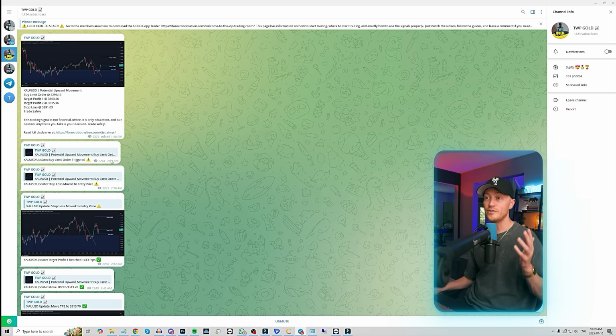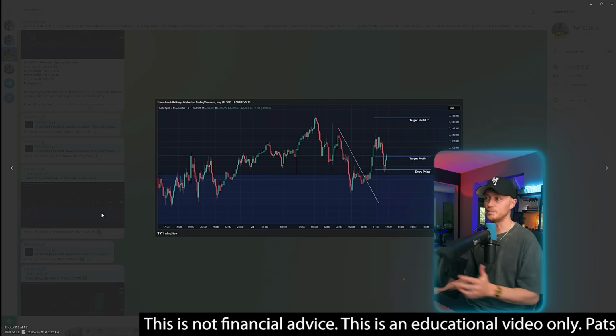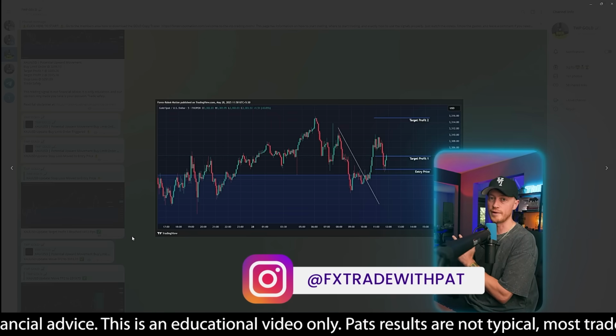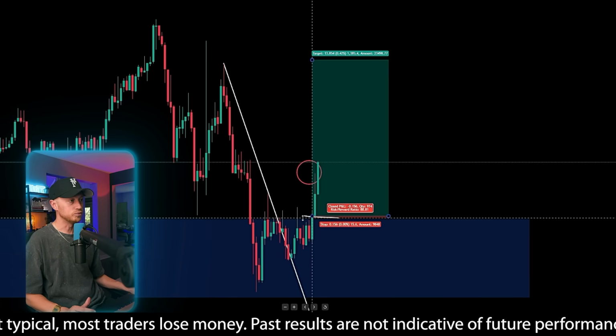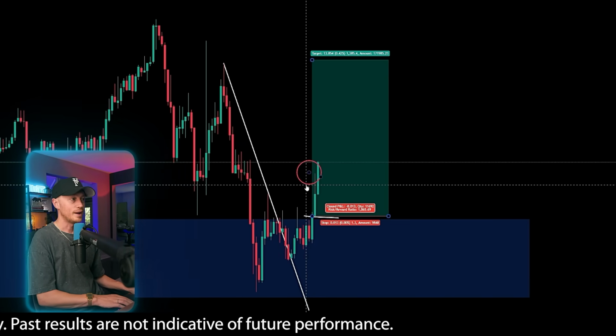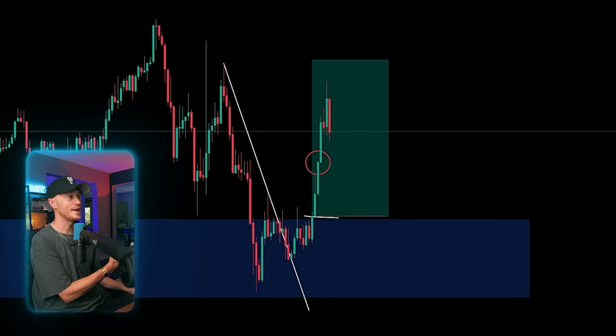So just 5 minutes after the buy limit order was triggered, the stop loss was moved to the entry price, and we hit our TP1 right here very, very quickly. At this level, what do I do? I set my stop loss to break even. So now I've taken profit right here, and I could let the rest of the trade play out.